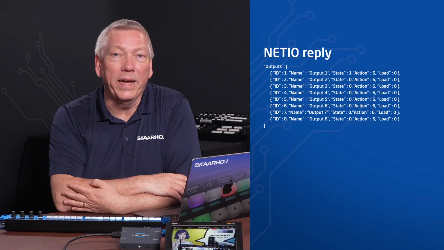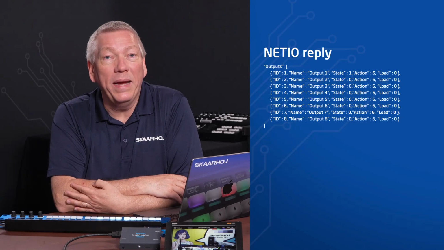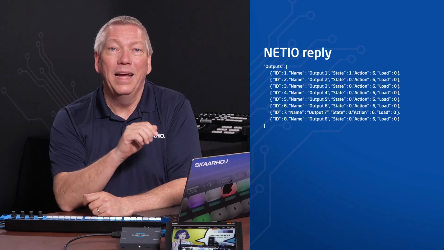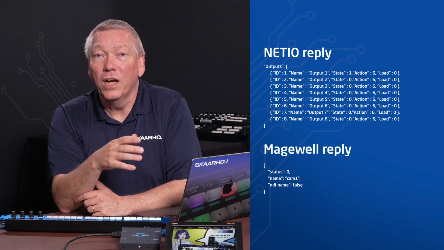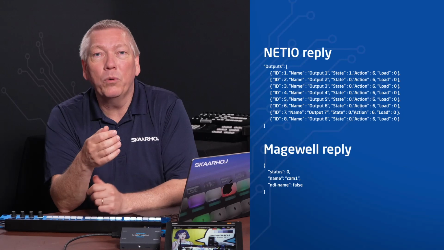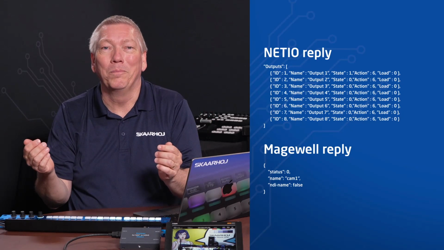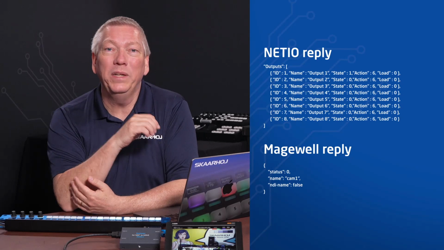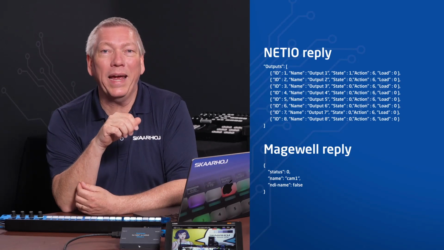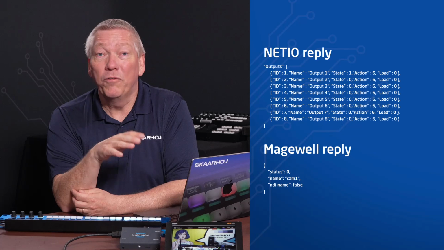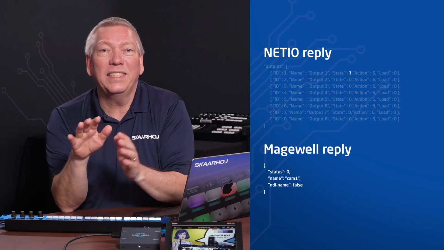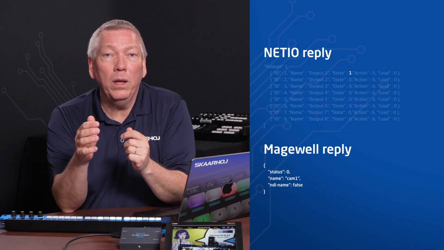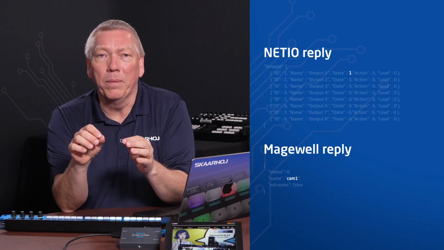In a similar way, we can send a command to the Magewell converter asking about the current channel. And the name it replies could be used to select a camera for PTZ control. You may notice for both devices that we actually get more text back than we need. From Netio, we just want the status number for off or on. And from the Magewell, we just want the name.